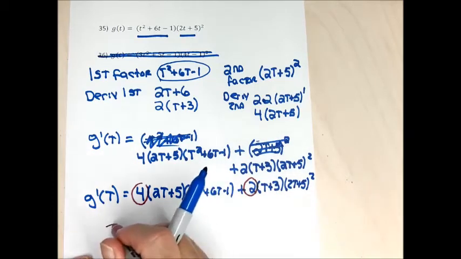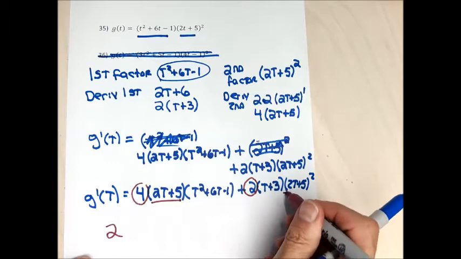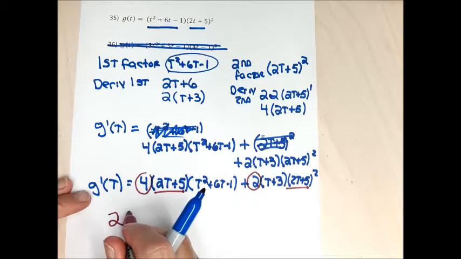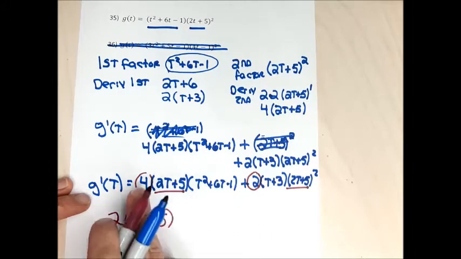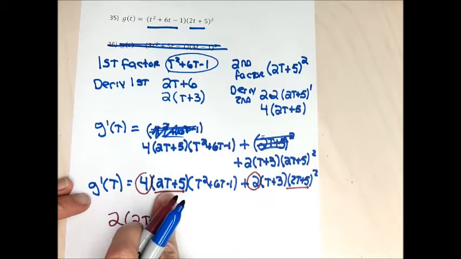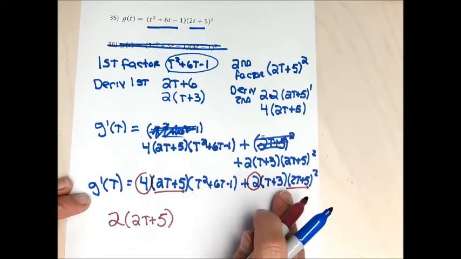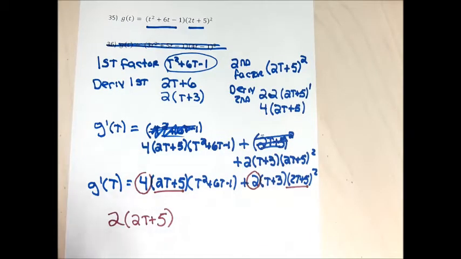Now I start looking for common factors, and between this 4 and that 2, I can factor out a 2. Between this 2t plus 5 and that 2t plus 5 squared, I can factor out the smaller of the powers, which is the first power. So I've dealt with the 4, I've dealt with the parentheses 2t plus 5. This t squared plus 6t minus 1, I could only factor out if there was an identical parentheses on this side, which there isn't. So that's all the common factors I can get out of this.